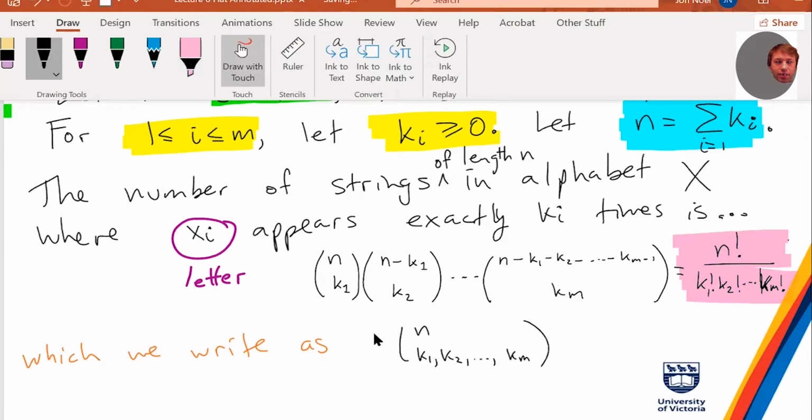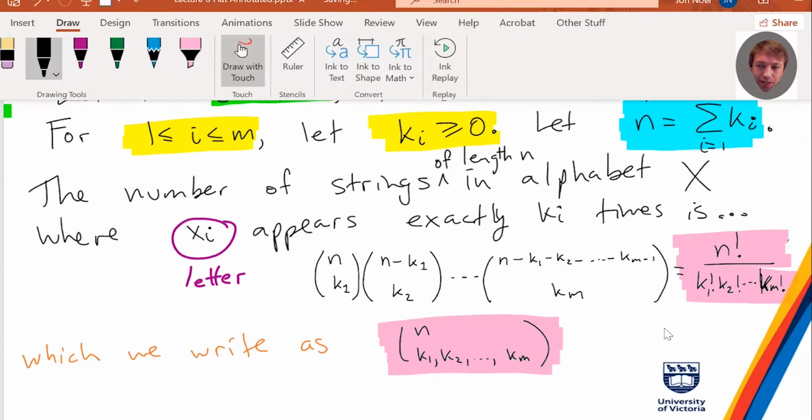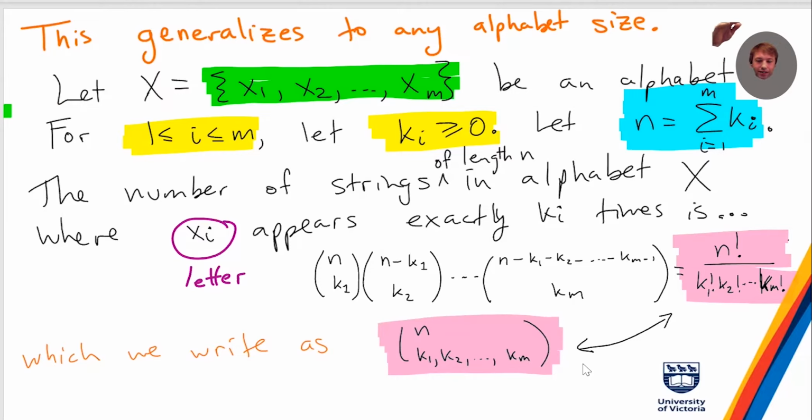And the notation we have here is that we write this n factorial over k1 factorial, k2 factorial, all the way down to km factorial, like this. We use this choose notation. So it's kind of like an n choose k1, comma, k2 up to km.